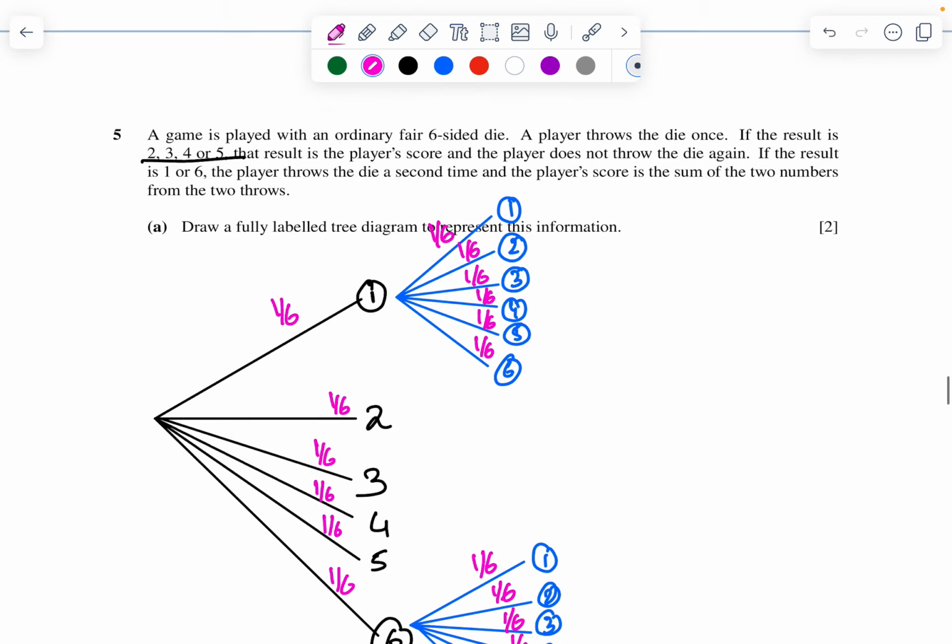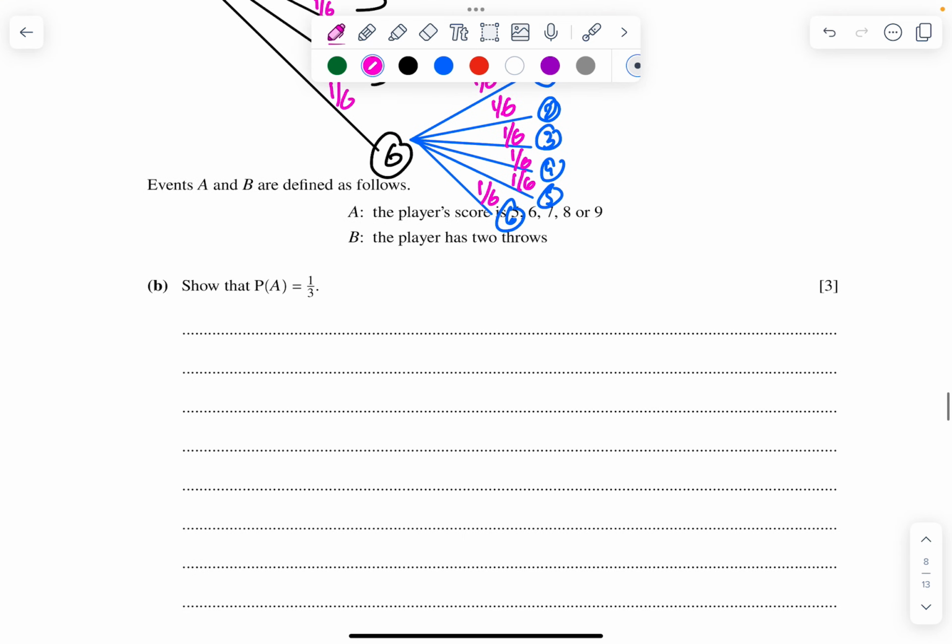Draw the diagram. Then events A and B are defined as: A scores 5, 6, 7, 8, 9, and B, the player has two throws. Probability of A equals 1 upon 3. So we have to prove that the probability of A is 1 upon 3. How should I prove it?